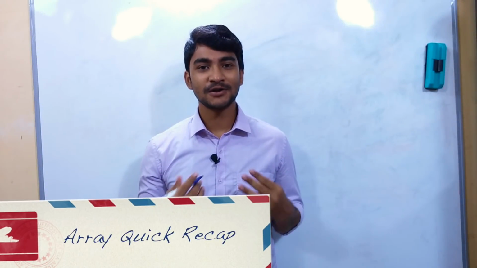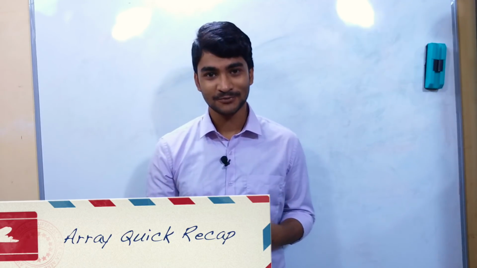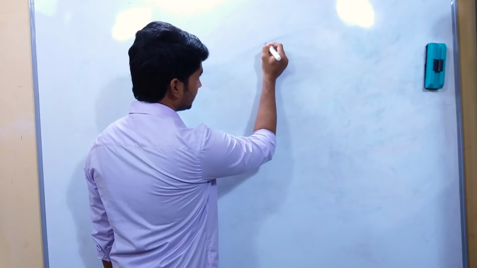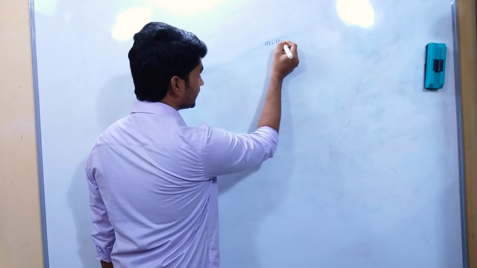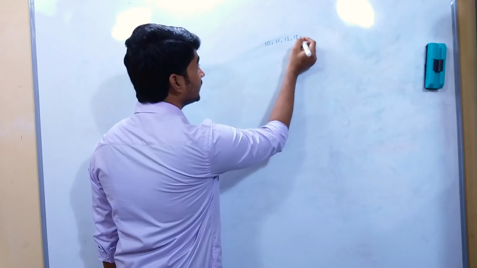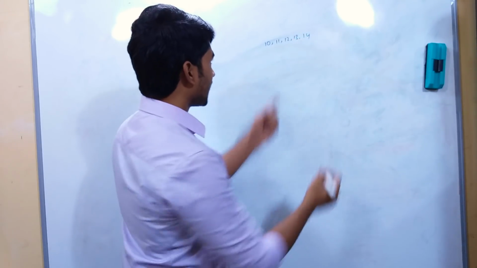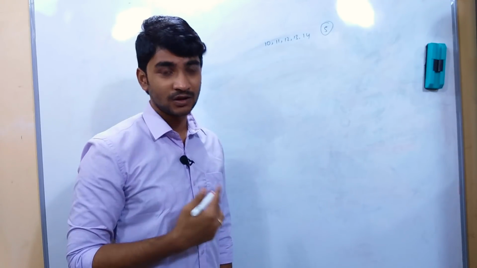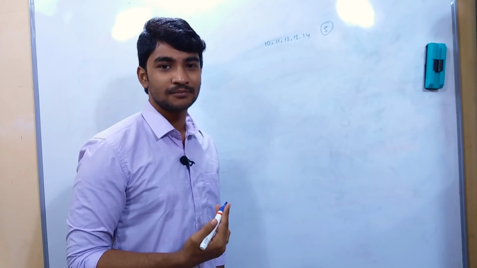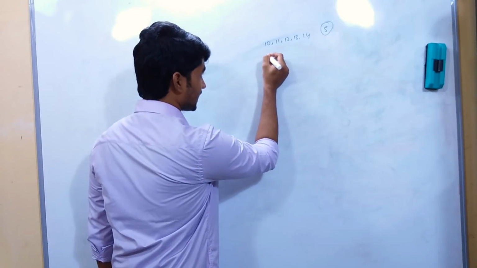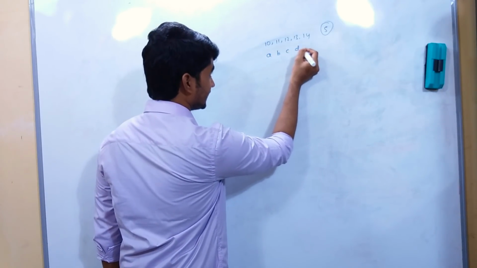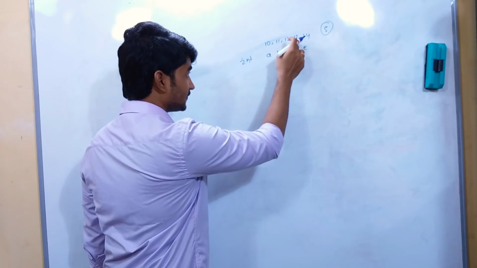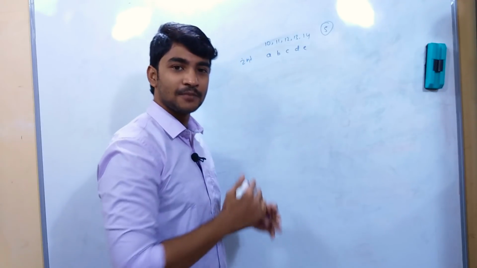Before I talk about ArrayList, let's talk about arrays for a moment. Let's say I have a few numbers here: 10, 11, 12, 13 and 14. I want to store all these numbers in Java. How can I store them? Obviously I can take variables, a, b, c, d and e of int type, and store all these numbers in these variables. But what if I have 100 numbers?